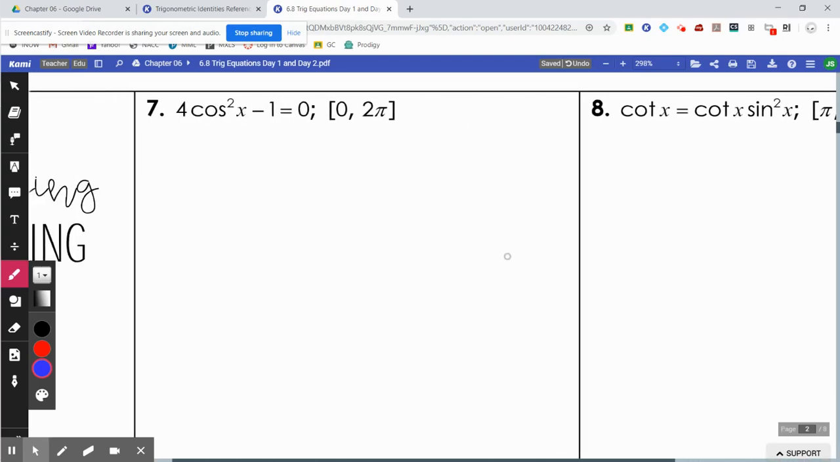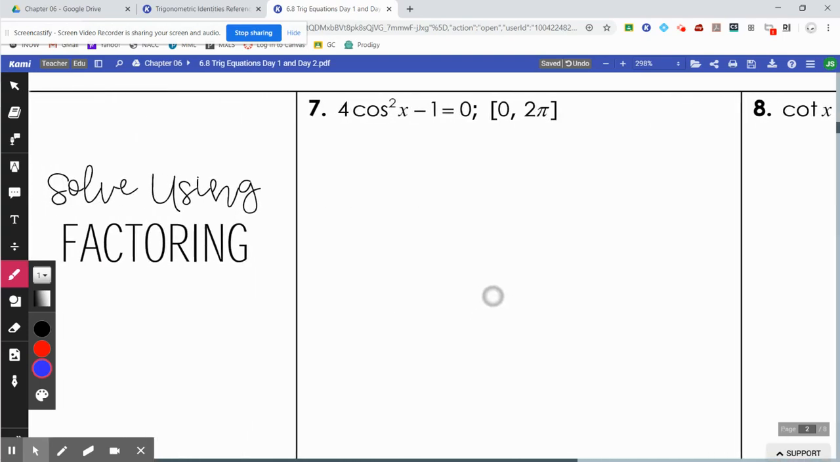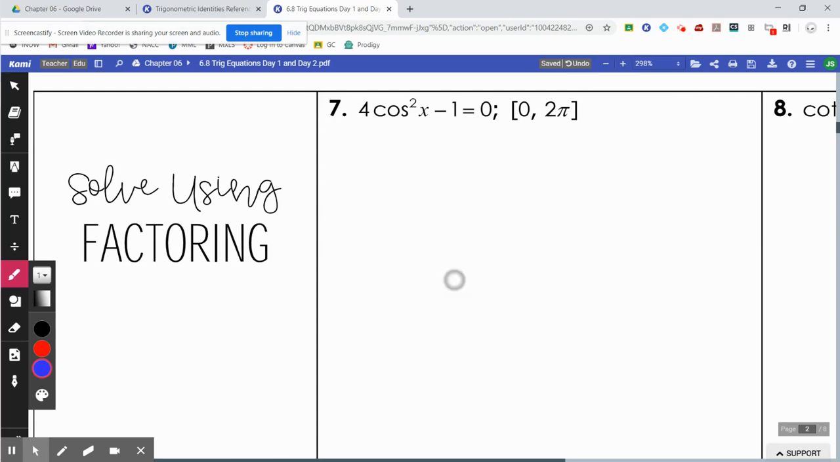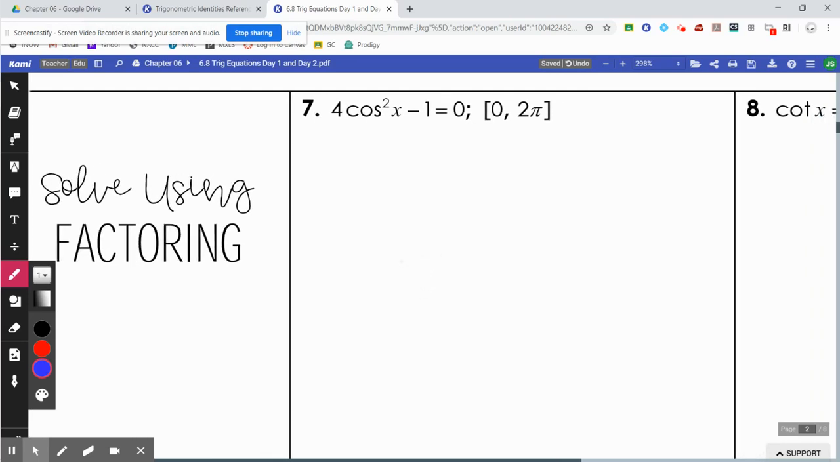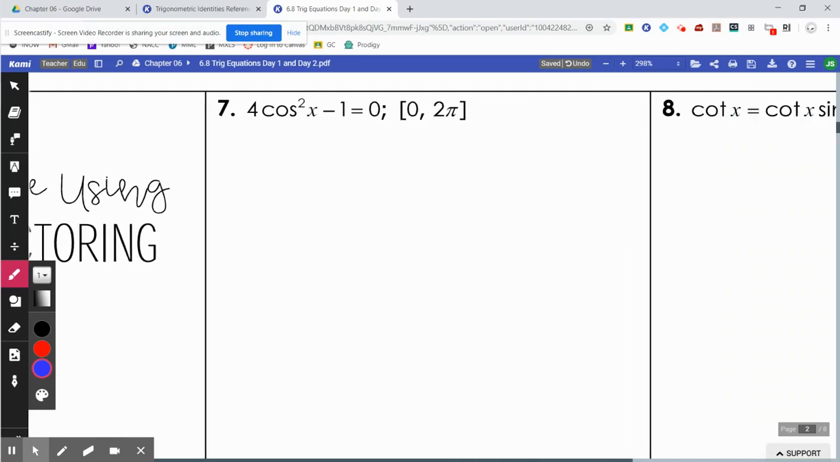Number 7. We're looking for all solutions between 0 and 2 pi. Now this you're going to have to solve by using factoring. I don't think we're going to have to factor this one, but we can. Let's go ahead and show you how to solve this by factoring. Same way that we have been. This is difference of squares. Difference of squares factors into conjugates, plus and minus. What multiplies give you 4 cosine squared to be 2 cosine and itself. Multiplies give you 1 to be a positive 1 and a negative 1.